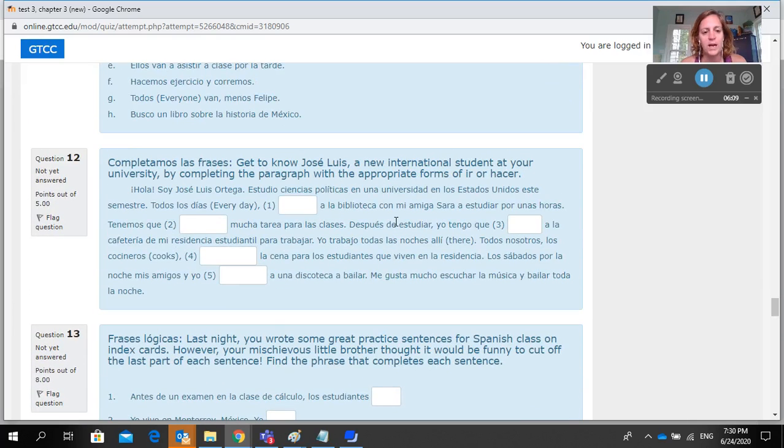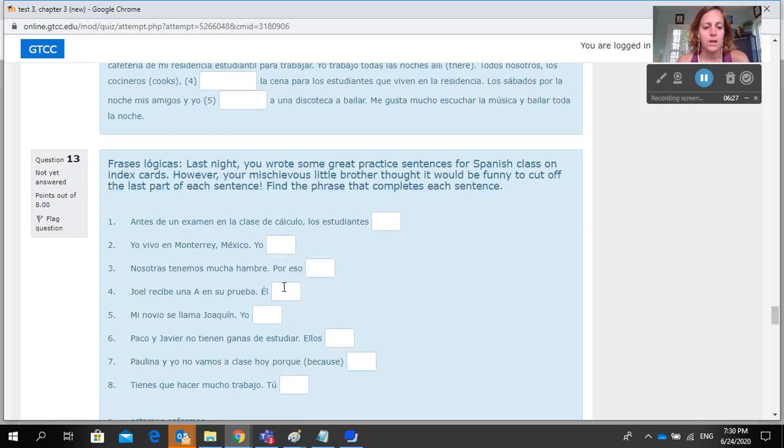Twelve, completamos las frases. Get to know Jose Luis, a new international student at your university, by completing the paragraph with the appropriate forms of ir or hacer. So you'll go through the paragraph, decide whether the situation requires ir or hacer, and then you'll change the spelling to match who it is that's doing the going or the doing or the making.